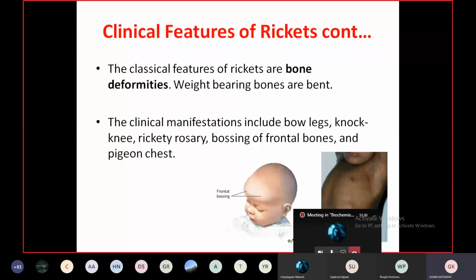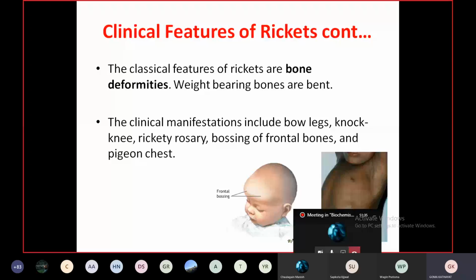So the classical feature of rickets is deformity. The weight-bearing bones are bent, and it includes bow legs. If you see the figure here, this is the figure showing bow legs. This is the knock knee. The weight-bearing area of the bone will become bent. Bow legs, knock knee, rickety rosary.